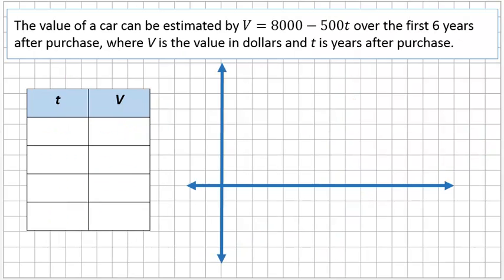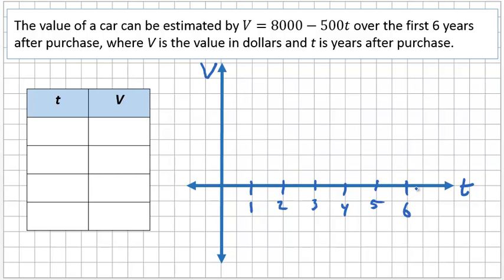So let's look at one more. In this problem, we're trying to graph this equation, v equals 8,000 minus 500t. We're told that this is the value of a car over the first 6 years of purchase, where v is the value and t is years. So notice here, t is my input variable, so that's going to go along the horizontal, and v is my output variable, so that's going to go on the vertical. Because we're told that this only is valid for the first 6 years, we only really need the horizontal axis to go from 0 to 6. And so we might space this out a little bit and say 1, 2, 3, 4, 5, 6 for the horizontal.